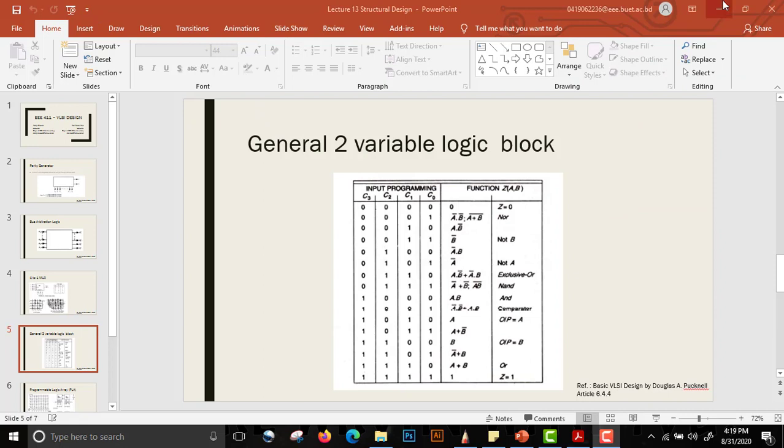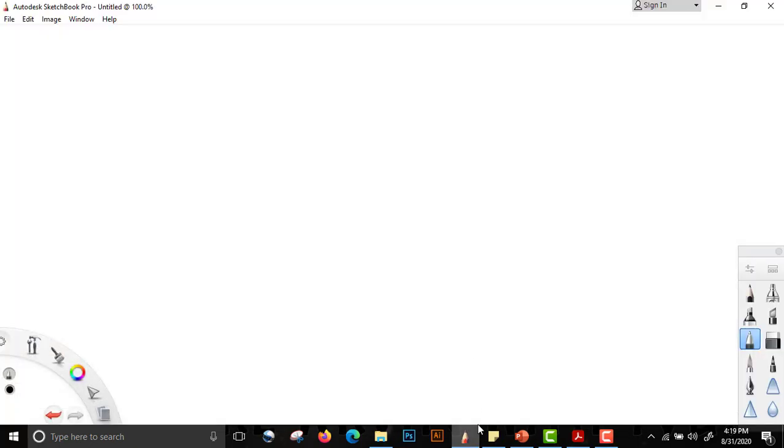Now the last design that we'll be looking at is a general two variable logic block. What a two variable logic block does is it has two inputs, suppose A and B, and this logic block can perform the task of A plus B, A minus B. It can perform the task of NOR, inversion, XOR, everything, and the output we will receive is a single bit output. It will depend on which task we want it to perform. So if we look at it, our logic block is like that.